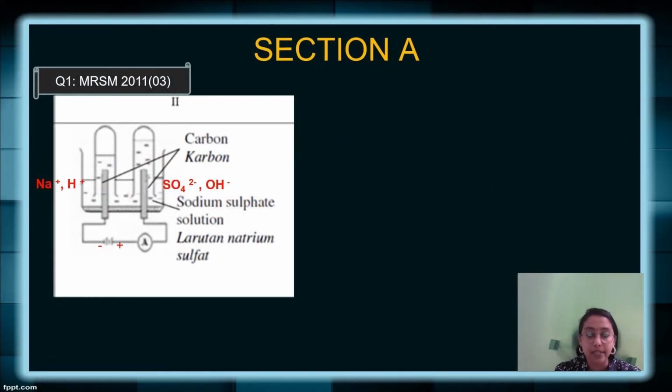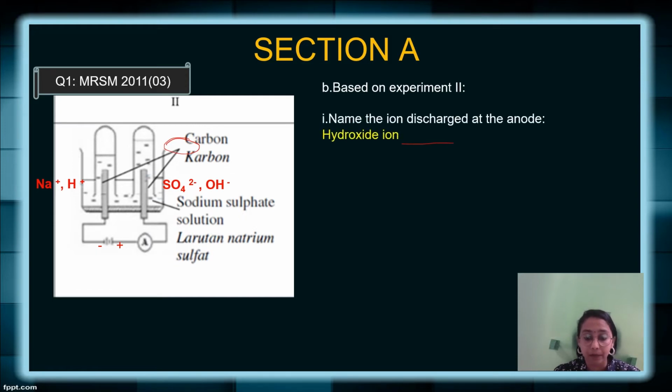Okay, now let's look at this question. Based on experiment 2, so we move to setup 2. Name the ion discharged at the anode. Before you identify the ion discharged at the anode, the question asks you to name, so you have to spell it out. The steps you have to follow, as usual, are to identify the positive and the negative terminals in the setup. Remember, the long leg is positive, the short leg is negative. And upon that, go and look at your solution.